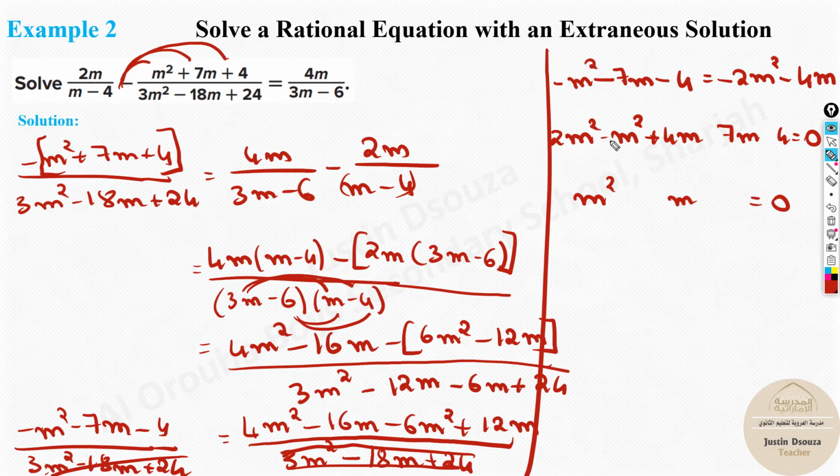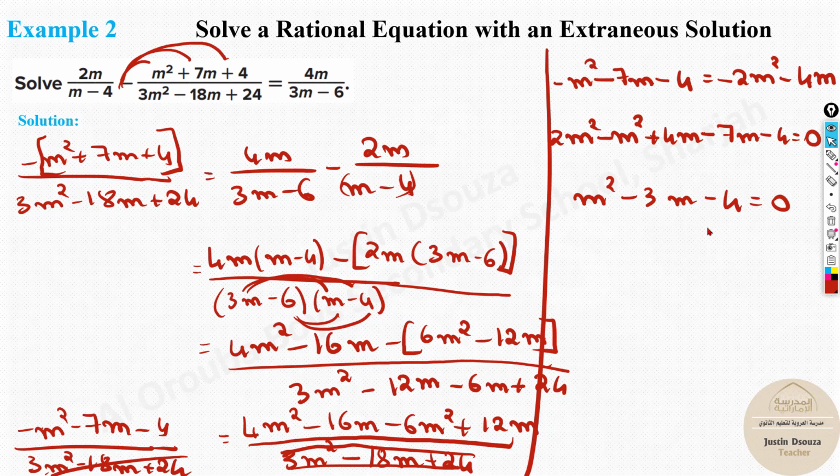And what happens when you take this to the other side? It will be 2m squared minus m squared plus 4m minus 7m, and lastly minus 4. Now the answer would be m squared minus 3m minus 4, that is equal to 0. I hope this is clear.